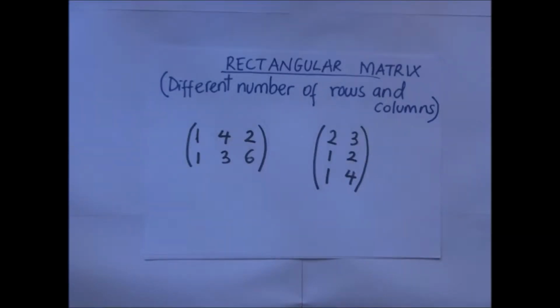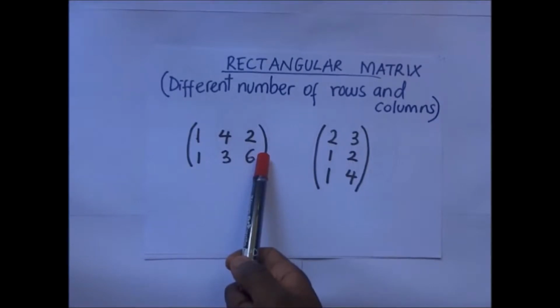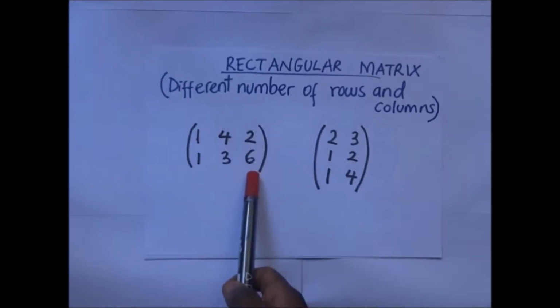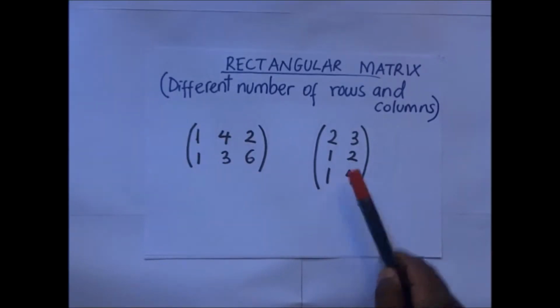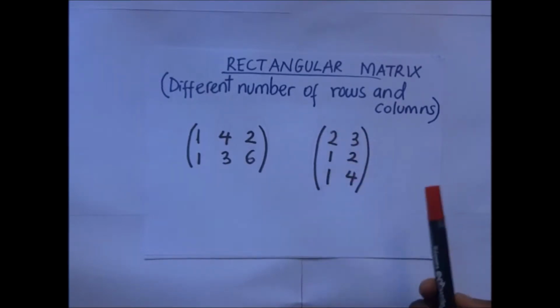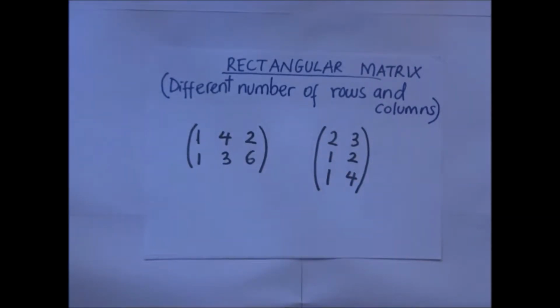We have what we call the rectangular matrix. The rectangular matrix has a different number of rows and columns, just like a rectangle. The length of a rectangle is not the same as its width. They are different sizes. So here we have 2 rows and 3 columns. So this one is a rectangular matrix, same as this. It has 2 columns and 3 rows. Because the number of rows and columns are different for these two matrices, they qualify to be called rectangular matrices.